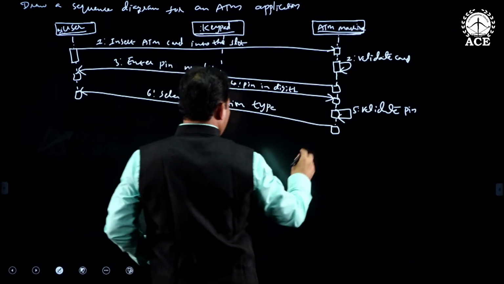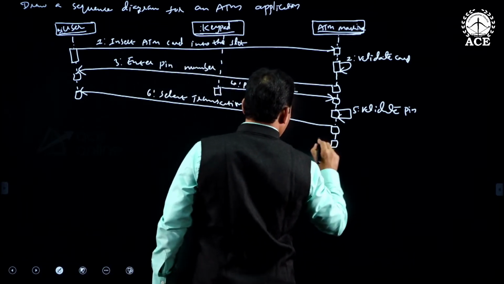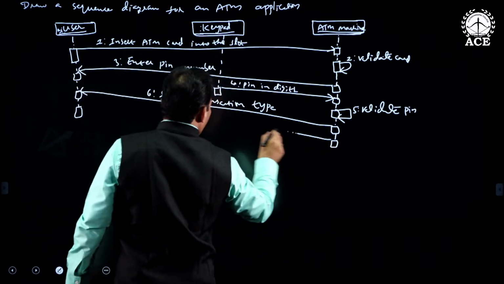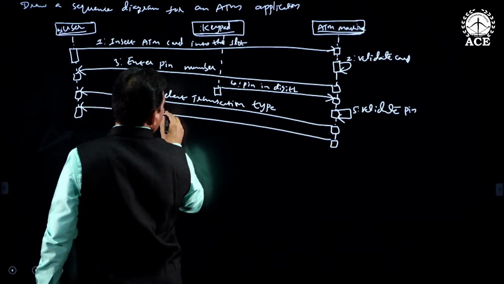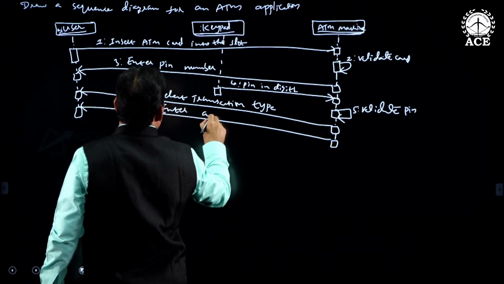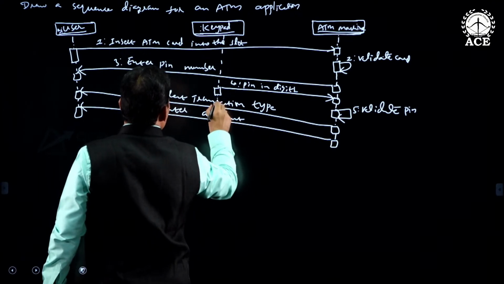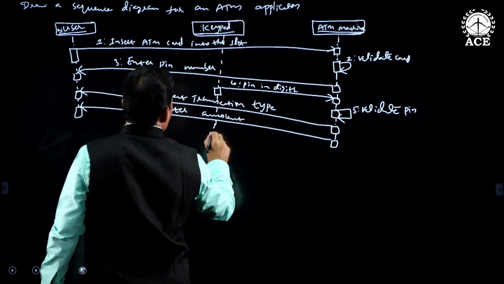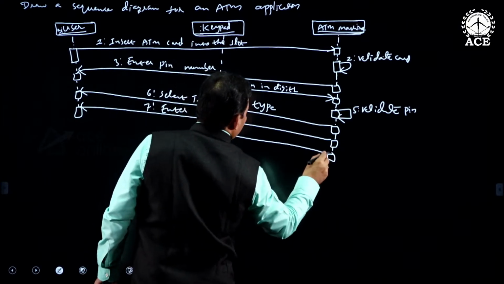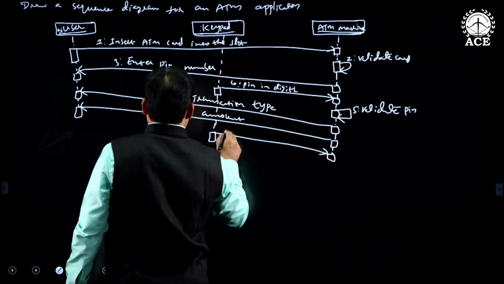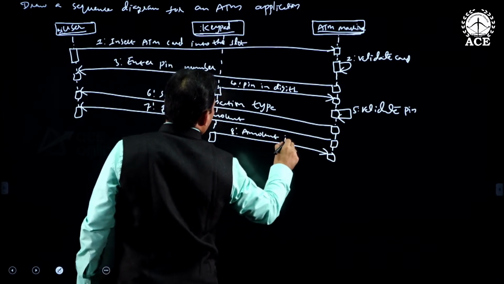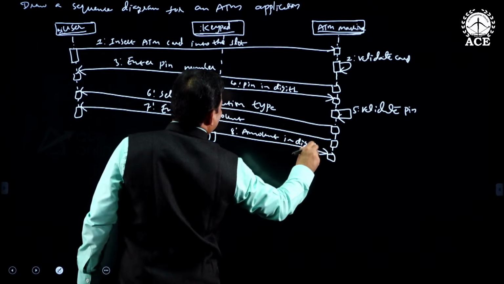So we selected the transaction for withdrawal of an amount, right? We selected withdraw. Then what will the ATM machine ask the user? Enter amount for withdraw, enter amount. What will the user do here? The user will enter the amount through the keypad, amount in digits, right?